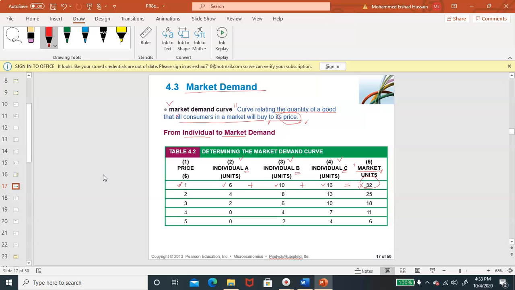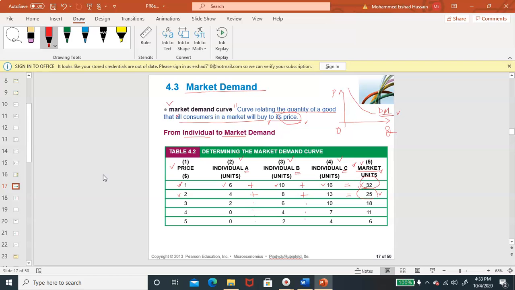And likewise when the price is $2, individual A wants 4 units, individual B wants 8 units, and individual C wants 13 units. So it is 25. See that? 25. We add all of them, and similarly for all the others. Then we plot price on the vertical axis and aggregate demand, uppercase Q, on the horizontal axis. That demand curve is then the DM, the market demand curve.